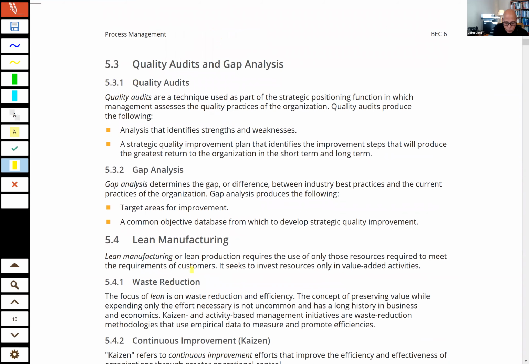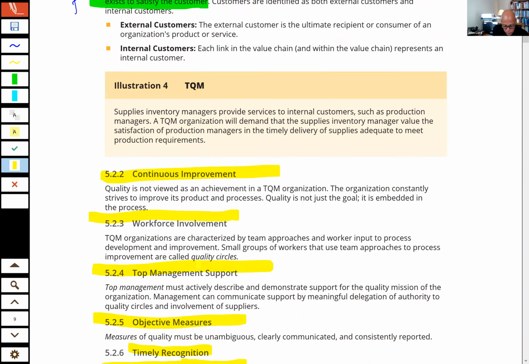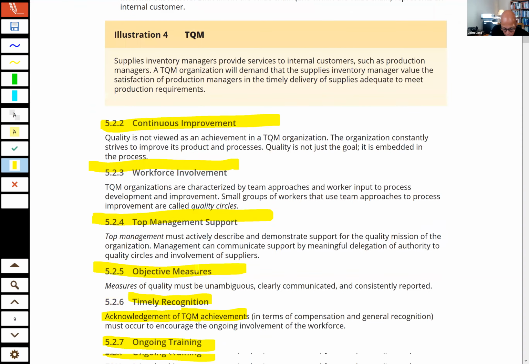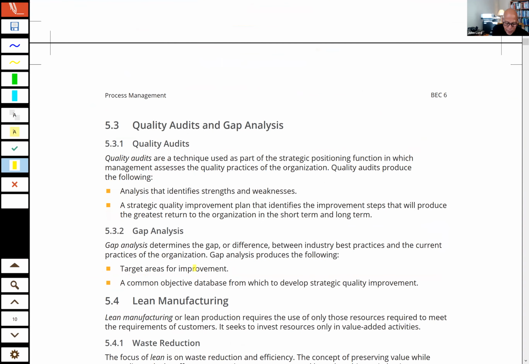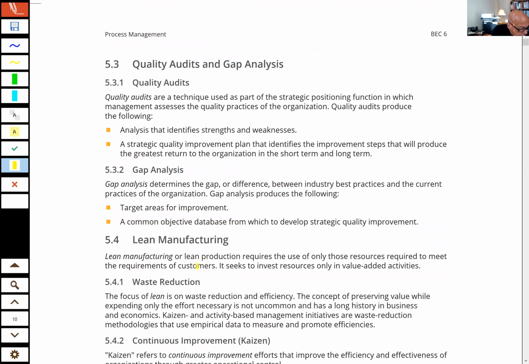Okay. Now this is, just to make clear, because I know this stuff starts to wash over me a little bit here, this is now getting beyond total quality management. And now they're talking about quality audits. It's a technique used as part of the strategic positioning function in which management assesses the quality practices of the organization. You could also do gap analysis, which determines the gap or difference between the industry's best practices and the current practices of the organization.